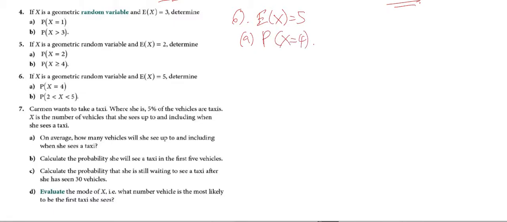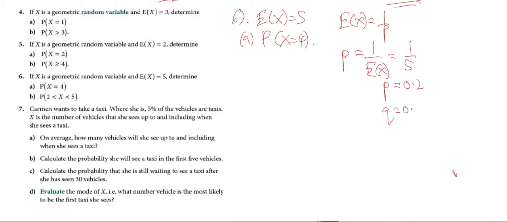We know the formula is expected value E equals 1 over P. So just playing with the formula, when X equals 4, let's find out what P is first. P equals 1 over the expected value, which is 1 over 5, the same as 0.2. So P is 0.2, and Q equals 0.8.